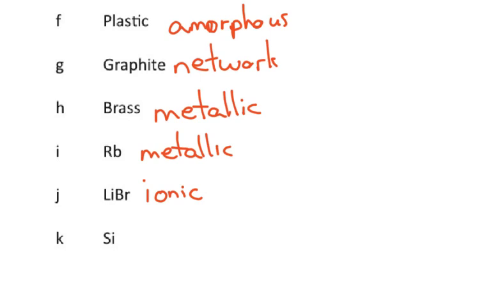Last but not least, silicon. This could actually be categorized in two ways. We could call it a molecular solid because it is just one type of atom, or we could call it a network solid because it is silicon. Either or would be correct, but the more correct one is that it is a network solid.